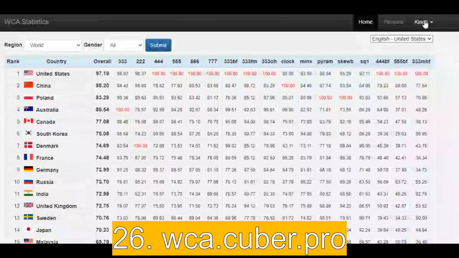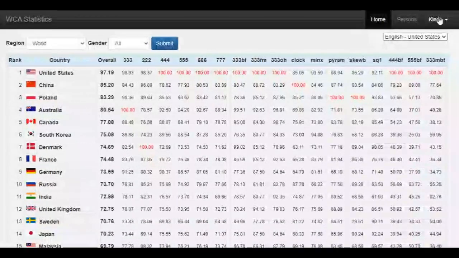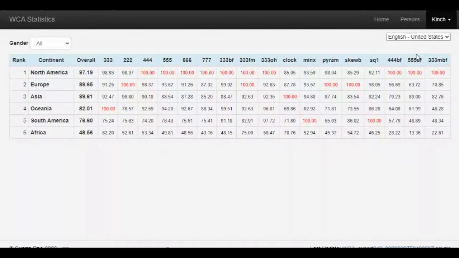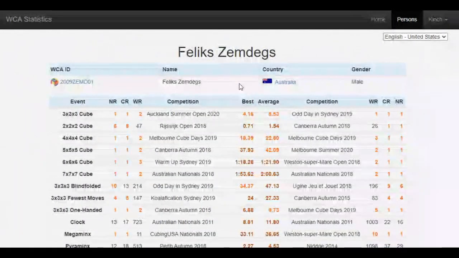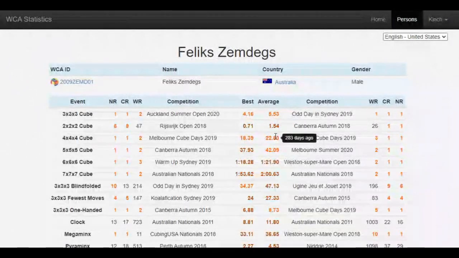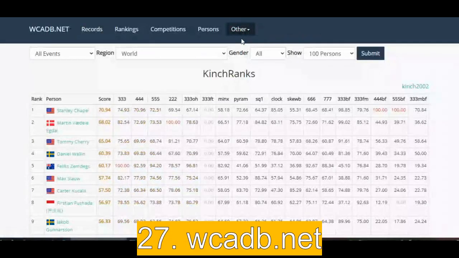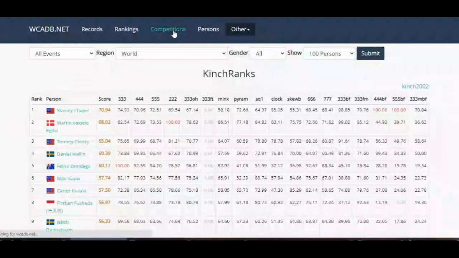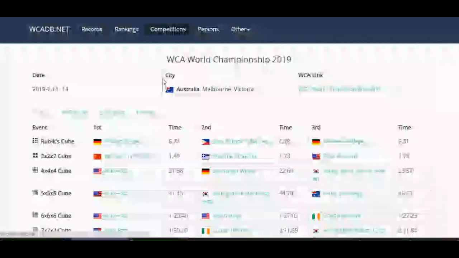wca.cuber.pro is one of the main websites that people use to look at Kinchranks leaderboards, and it even has other variations of Kinchranks leaderboards, such as all the continents ranked in order. It also has a feature where you can look up a person's WCA profile and find out a lot of interesting statistics about them. Another website with Kinchranks leaderboards is wca.db.net, and in addition to the Kinchranks features, this website has a unique feature of being able to go to past competitions and finding out the scrambles that were used in each round.